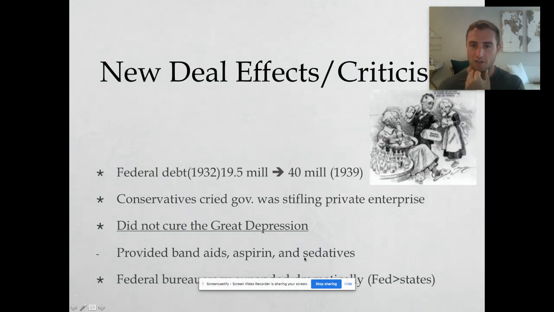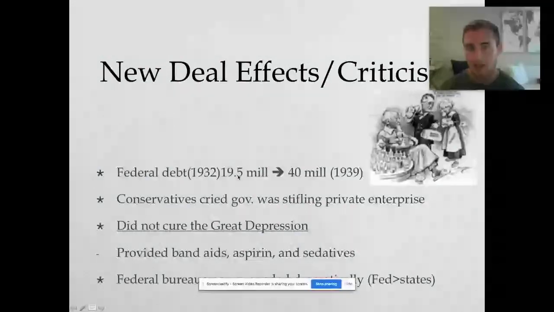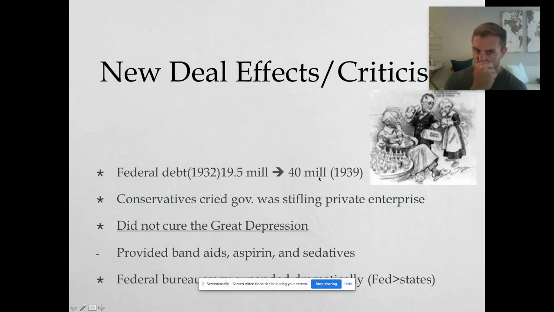All right, the overall New Deal effects and criticisms. Certainly a major criticism is the doubling of the federal debt in a big way. And actually that should be billion there, 19.5 billion to 40 billion. So more than doubles the national debt.